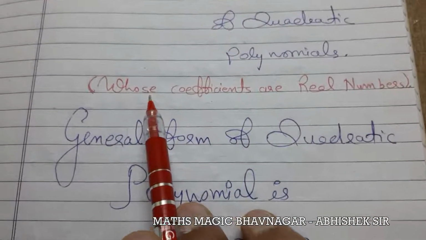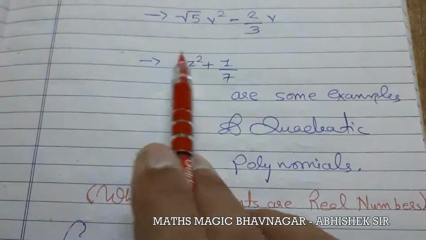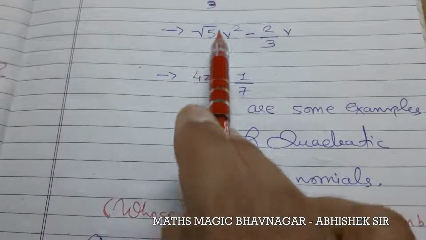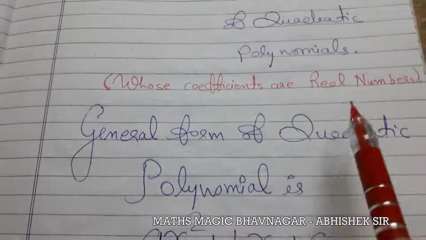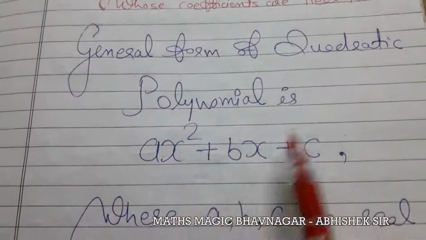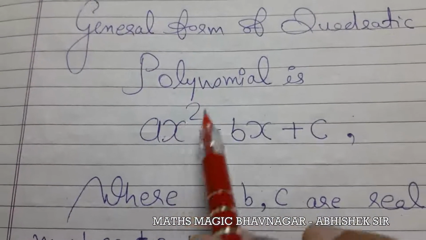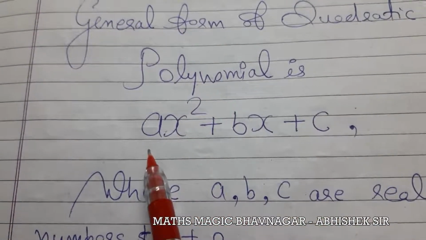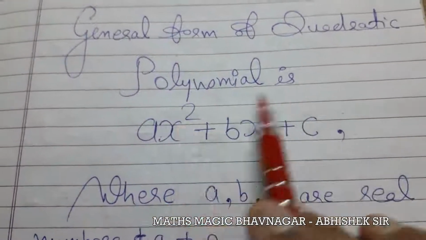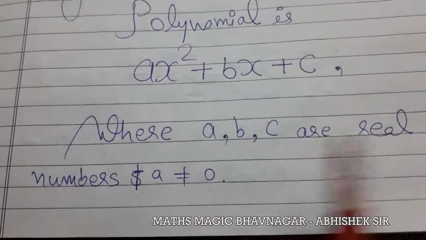Here one condition is given: the coefficients are real numbers. Real numbers means roots can also be possible in the quadratic polynomials. The general form of a quadratic polynomial, meaning the expression having 2 as the exponent, is ax square plus bx plus c, where a, b, c are real numbers and a is not equal to 0.